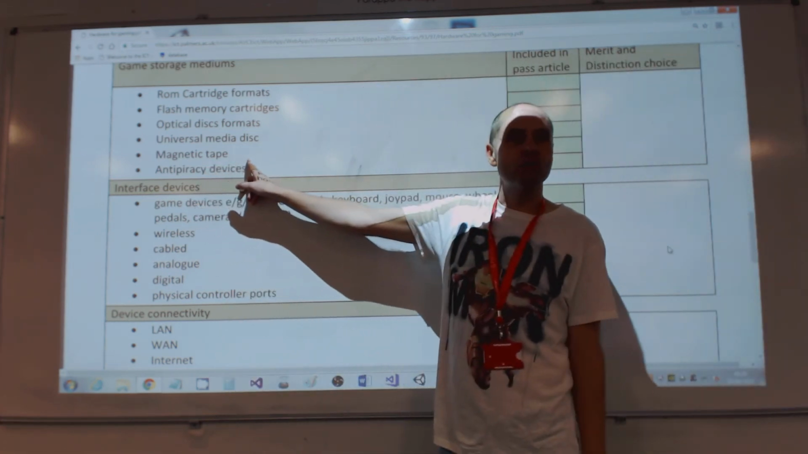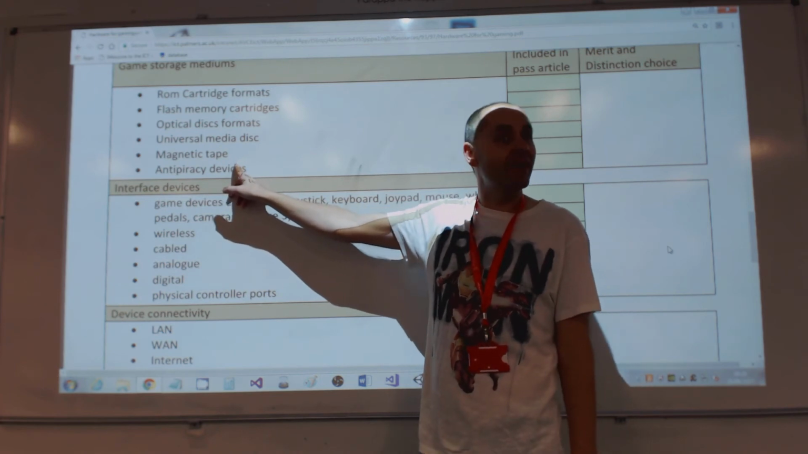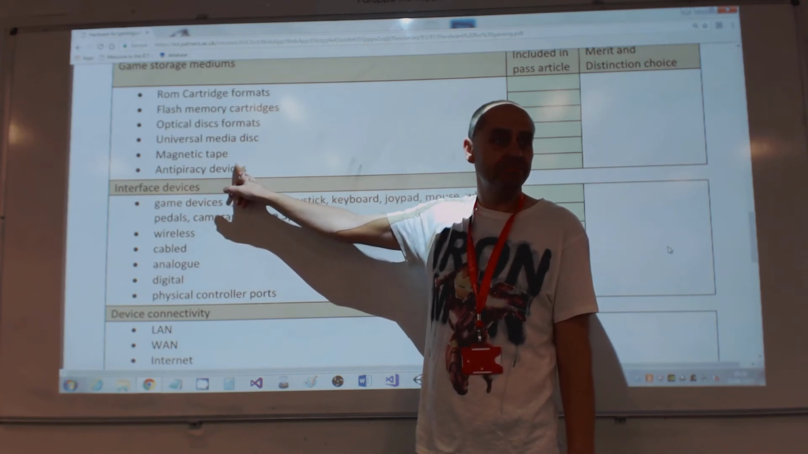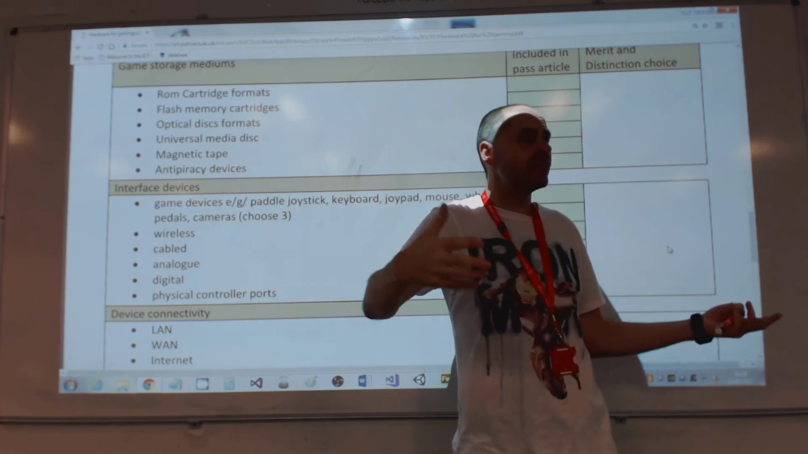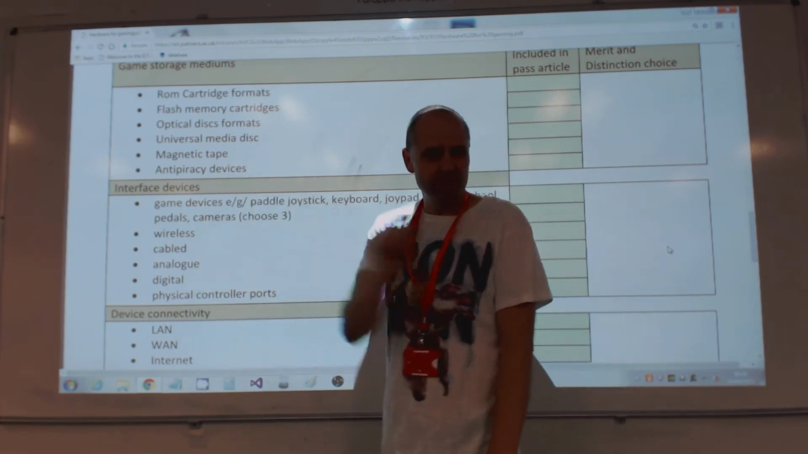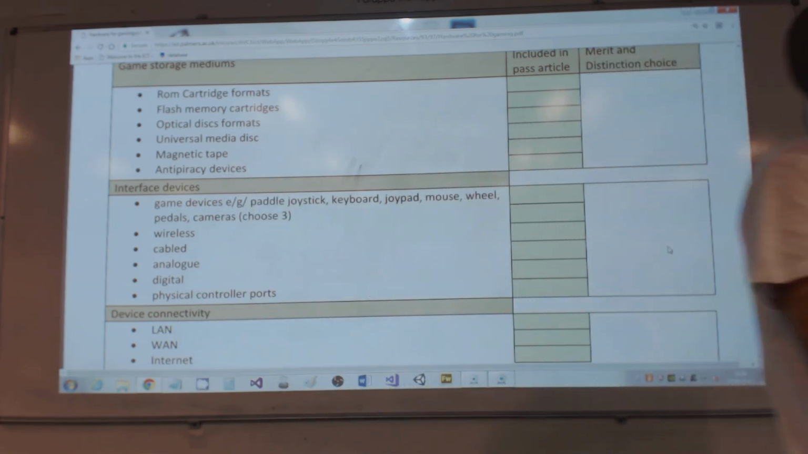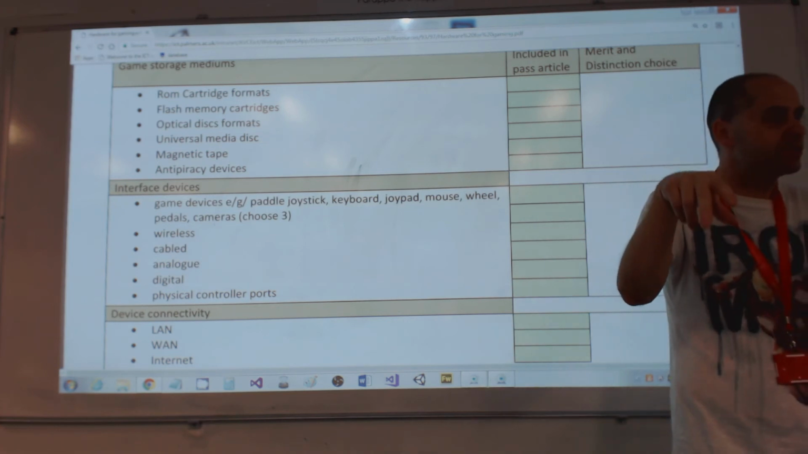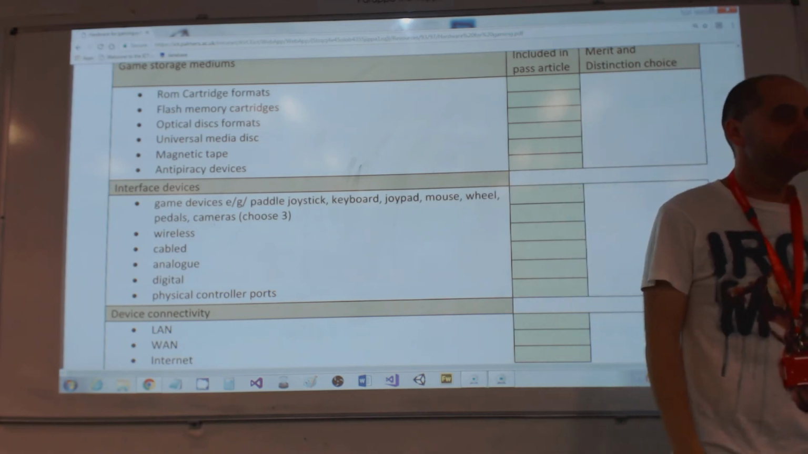Magnetic tape. This is an old school thing. We still use magnetic tape for backup, because it can have quite a high capacity. But we used to have tapes, and if you wanted to copy a game, you just got a tape-to-tape machine and copied one tape to another.